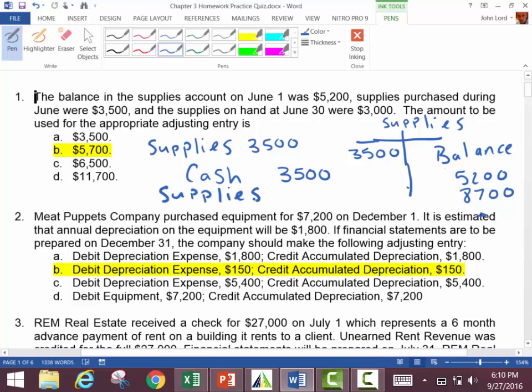Good. Those items have expired, haven't they? Debit supplies expense, because those things aren't here anymore. They expired. They're gone, right? So since they expired, we debit supplies expense for 5,700. Credit what? Supplies expense.